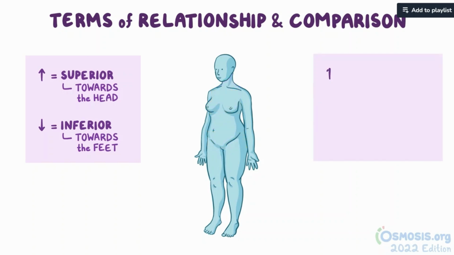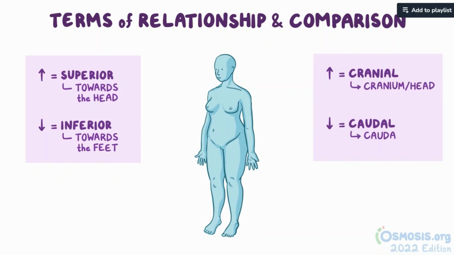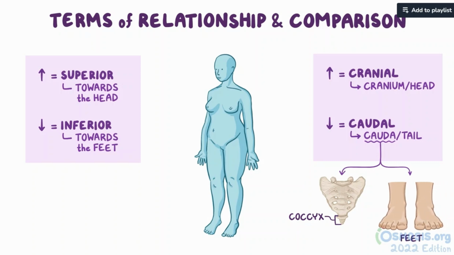Another way of saying this is using the terms cranial and caudal. Cranial refers to the cranium, or head, while caudal refers to the cauda, which means tail in Latin. So caudal means towards the tail, or feet. In the human body, the cauda can either refer to the coccyx, which is the most inferior bone in the vertebral column, or simply the feet. Keep in mind that the terms cranial and caudal are commonly used to describe embryological structures in their growth or development.